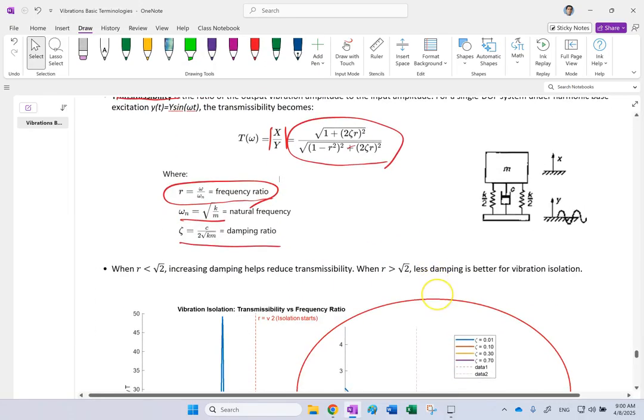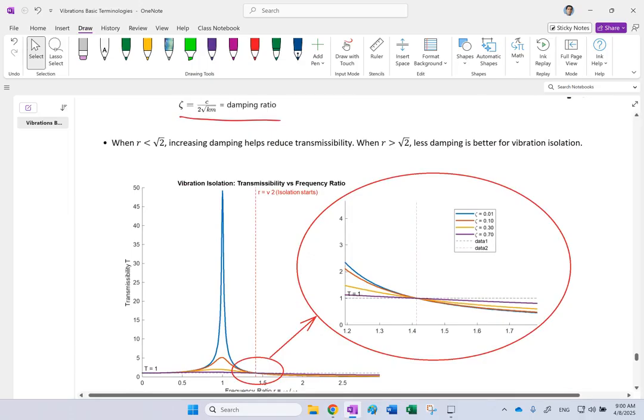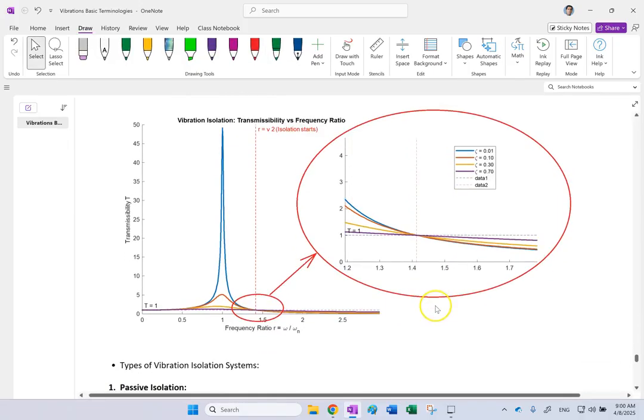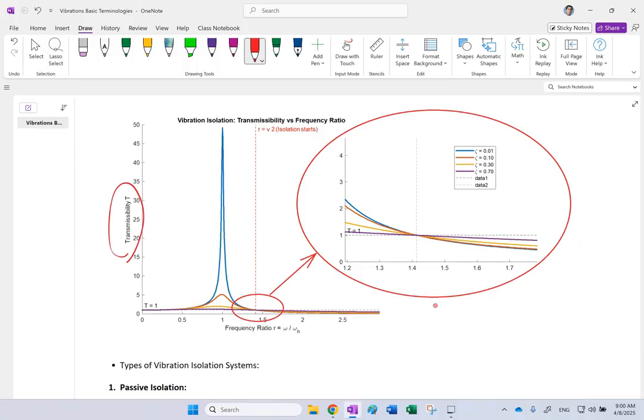Now, if we plot this function again, I plotted it for different zeta values. You can see this is the transmissibility plot that you will get: magnitude T versus omega over omega n, for different zetas. If we zoom into the region around the ratio of square root 2, you see these different zetas.